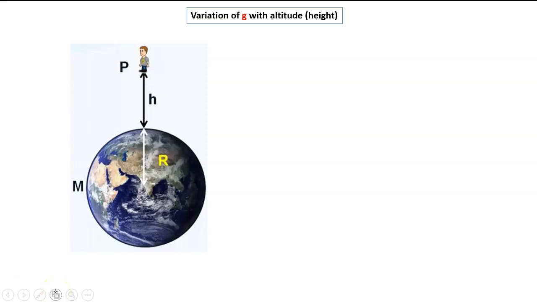Variation of g with altitude or height. We know gravity on the surface of the earth is given by g on the surface is given by GM upon R square. Let us say this is equation number 1. Now we consider a point P which is at a height h from the earth's surface.